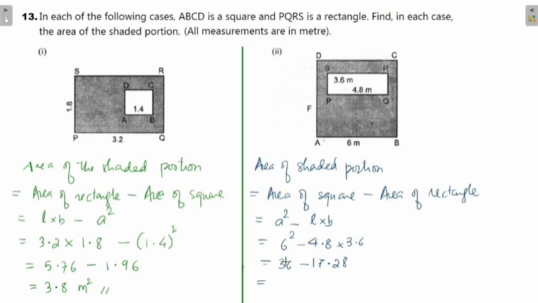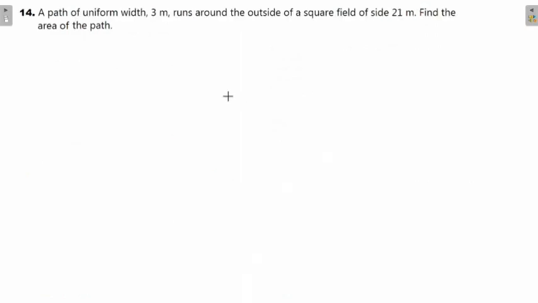So when you find the difference, you get your answer to be 18.72. So your difference turns out to be 18.72 and again your answer will be in meter squared. So this is your area of shaded portion. Okay, so you may pause the video and note down your solution. Let's move to next question.